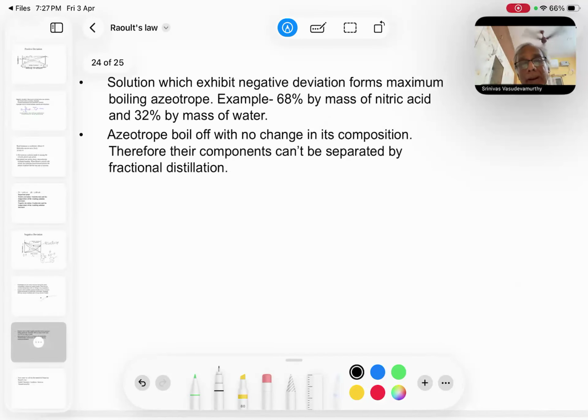Then a negative deviation example, a maximum boiling azeotrope: 68% by mass of nitric acid and 32% by mass of water. The azeotrope boils off with no change in its composition. Therefore, their components cannot be separated by fractional distillation. I mean, I can go only up to 68% by mass of nitric acid, or only up to 95% by volume of ethanol.